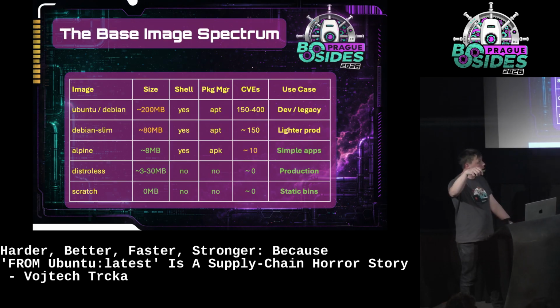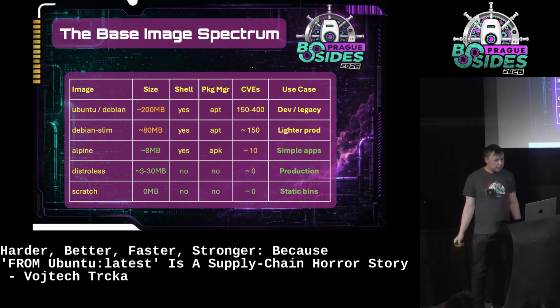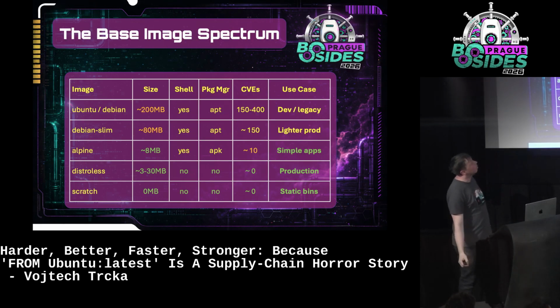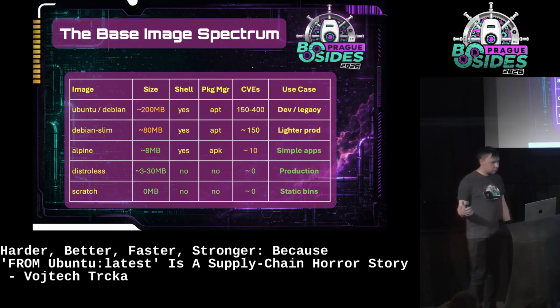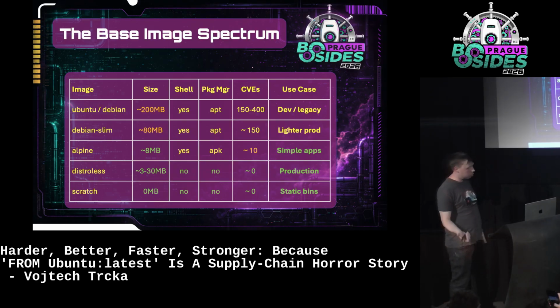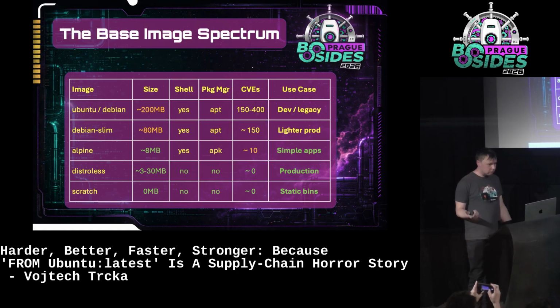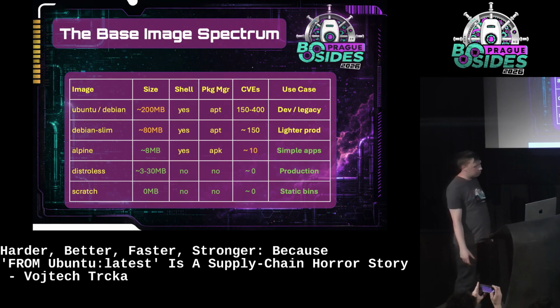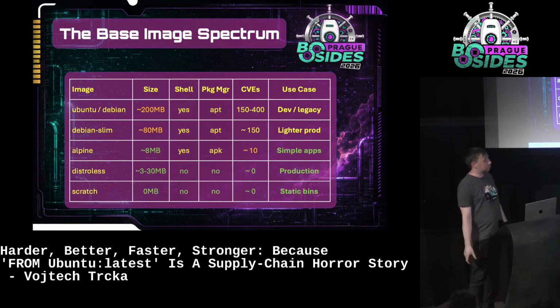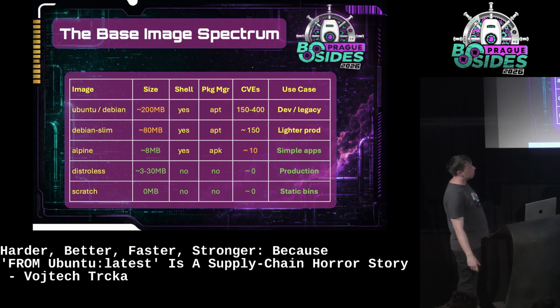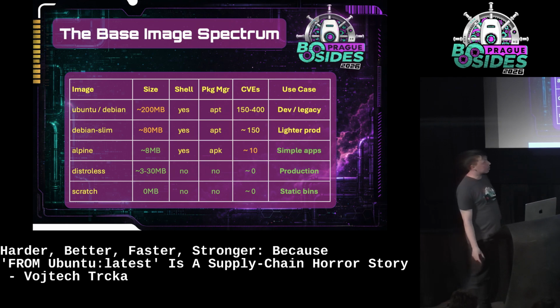And there is a spectrum of base images. On one end is Ubuntu and full Debian. There is a shell, package manager, tools, and a lot of extra risk. Fine for development, but really bad for production. Then Debian slim. Still there is a shell. It's less, smaller, fewer packages.